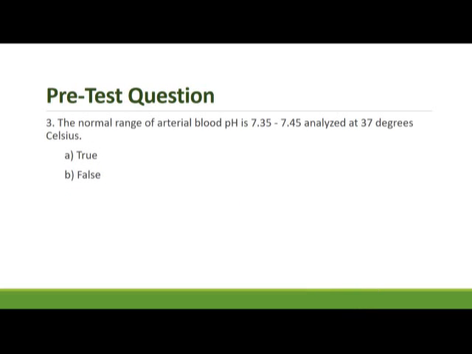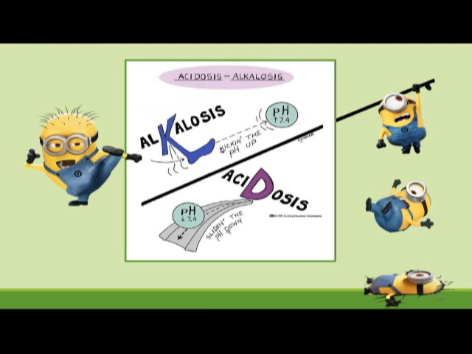Question number 3. The normal range of arterial blood pH is 7.35 to 7.45. Is it true or false? It is true. Yay, you got this! The normal range of pH is 7.35 to 7.45.